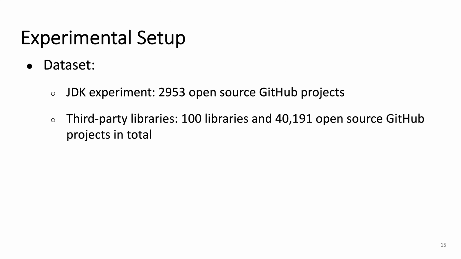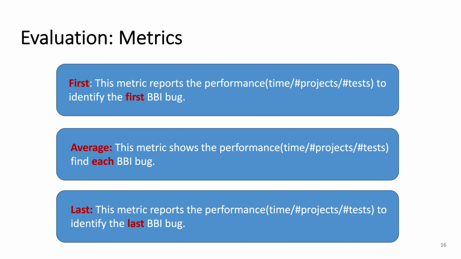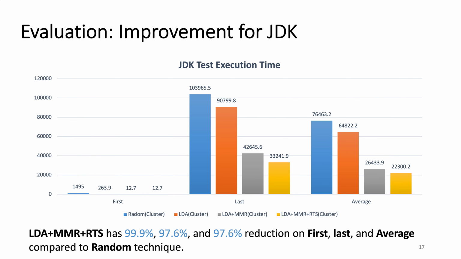For our experiment dataset, we use nearly 3,000 JDK tests and 100 libraries, and around 40,000 open source GitHub projects for our third-party library experiment. There are three metrics in our evaluation: first, average, and last. We report the time taken, the number of projects, and the number of tests executed to identify the first, each, and the last BBI bug.